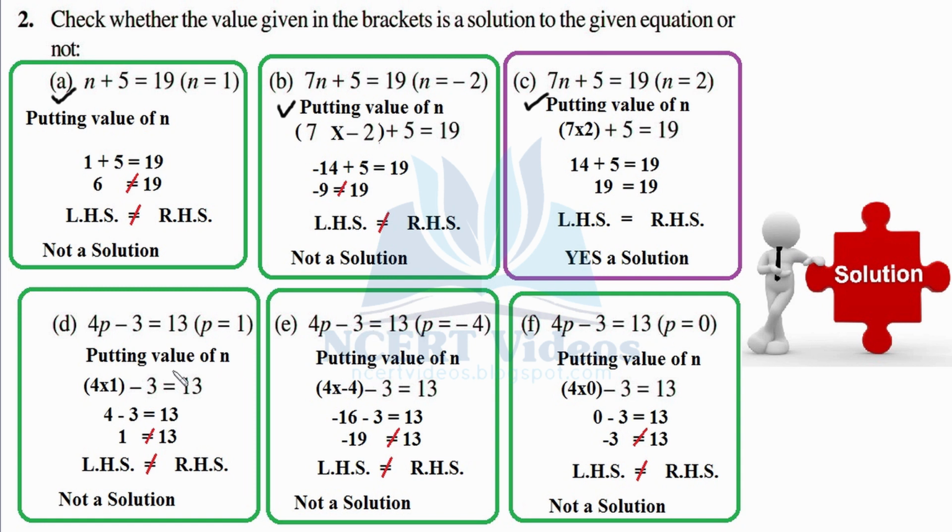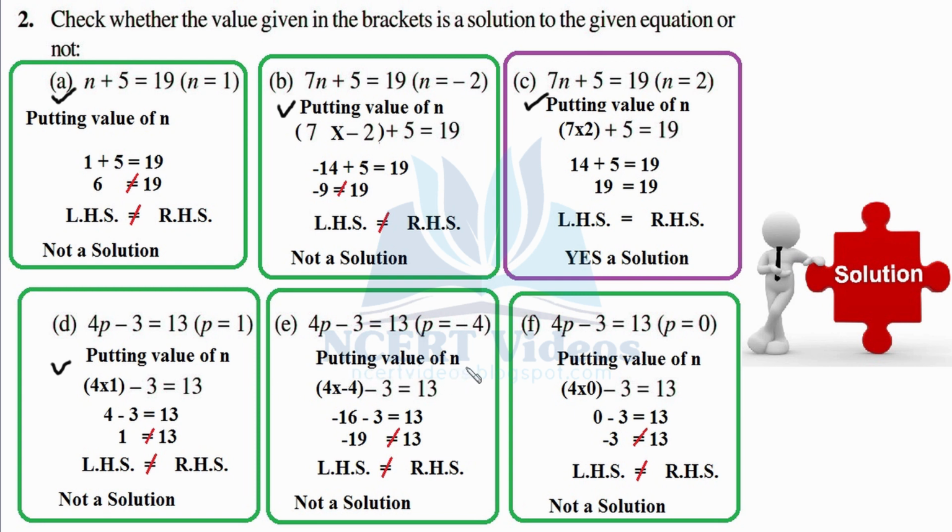Putting the value of n, same process, 4 into 1 multiplication, -3 equal 13 as it is. 4 minus 3 equal 13. 4 minus 3 is 1, which is not equal to 13, therefore it is not a solution again.